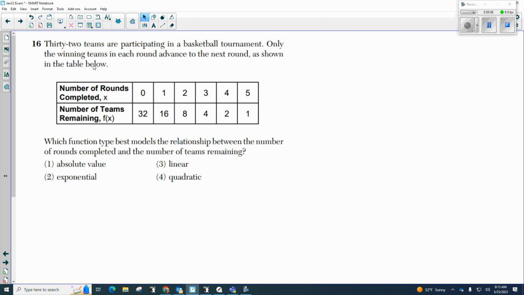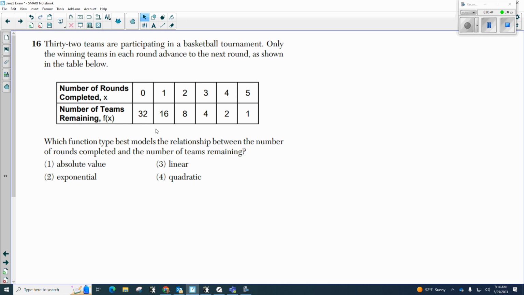All right, number 16. 32 teams are participating in a basketball tournament. Only the winning teams in each round advance to the next round, as shown in the table below. So if we take a look at our table here, we see that there's 32 teams it starts, because 0 rounds means right at the beginning. After 1 round, there's only 16 teams. After 2 rounds, there's 8 teams, 3 rounds, 4 teams, 4 rounds, 2 teams, 5 rounds, 1 team left. That's the winning team, right? Which function type best models the relationship between the number of rounds completed and the number of teams remaining?